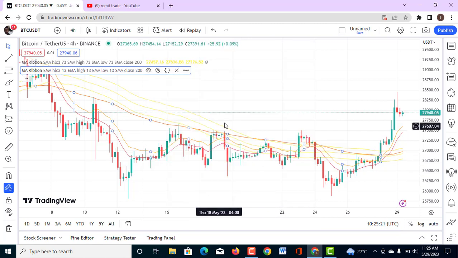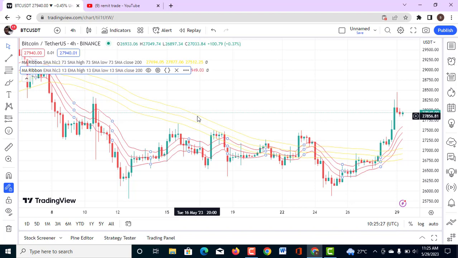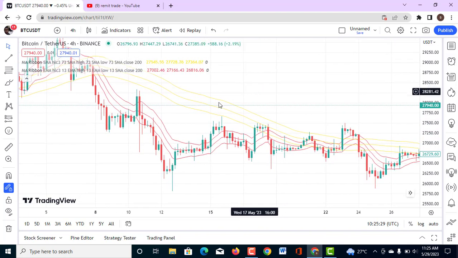So once I click OK, you see that we have these channels on the chart. So 2 channels on the chart right now. We have the yellow channel and the red channel.